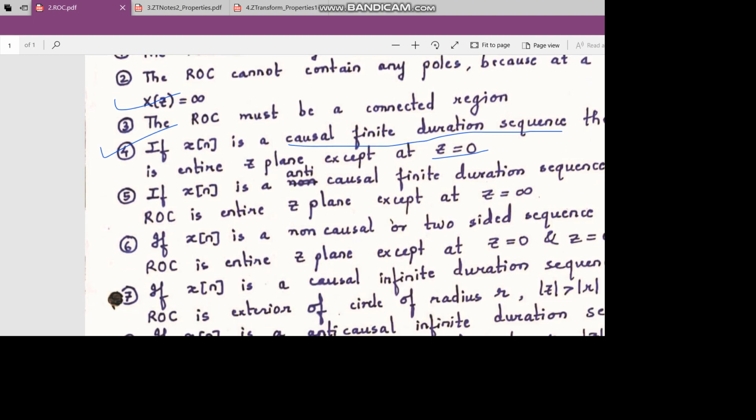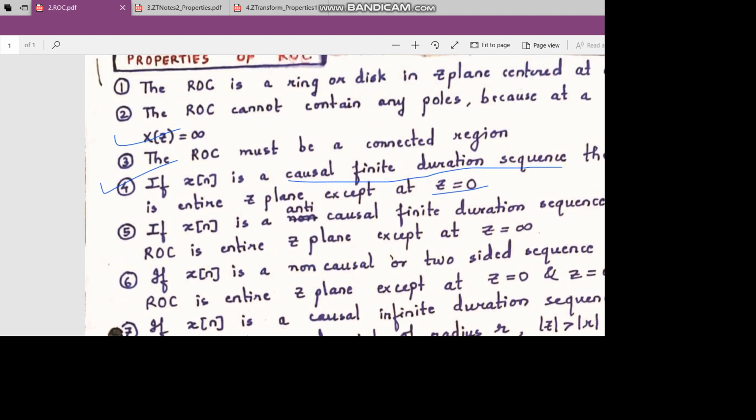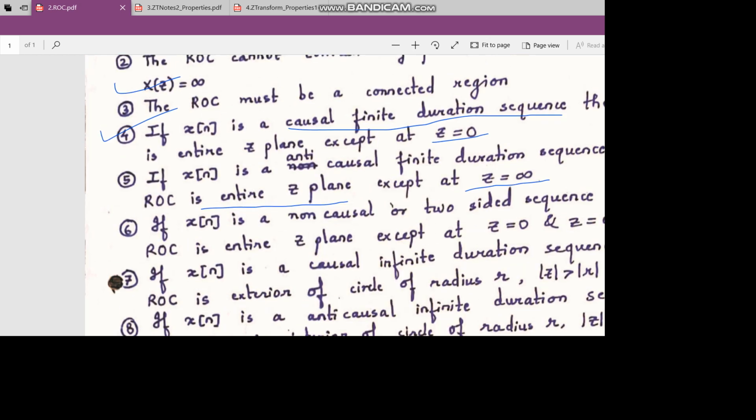Now, if it is an anti-causal sequence, that is, it is present only for the negative values, then the ROC is the entire Z plane except at z equal to infinity. Because, as we have seen in the numerical, here we get negative powers of z, and here we get positive powers of z. Hence, if you put z equal to 0 here, it will become infinity. If you put z equal to infinity here, it will become infinity. That is why, depending upon the type of sequence, whether it is causal or anti-causal, we get the ROC.